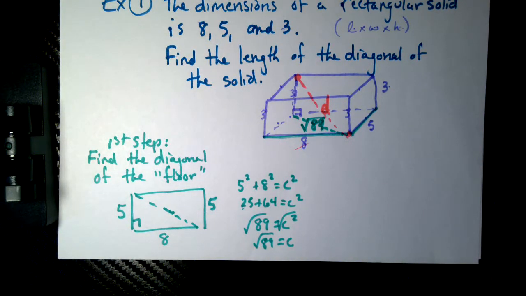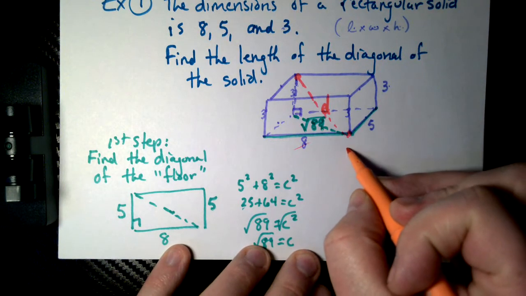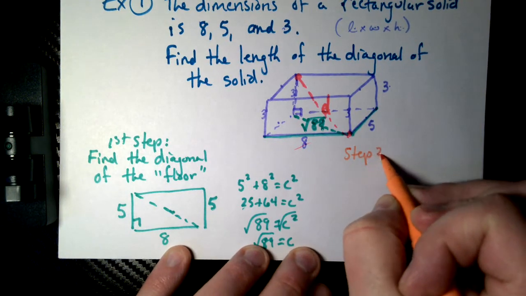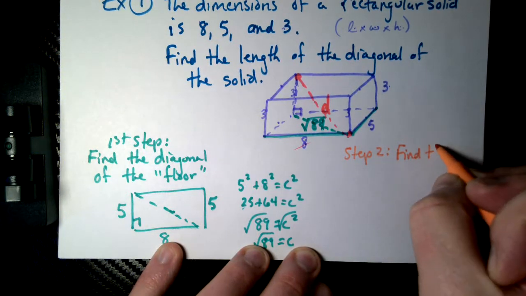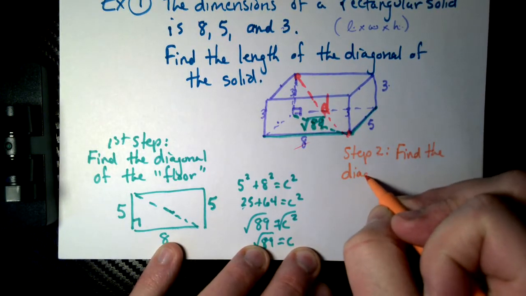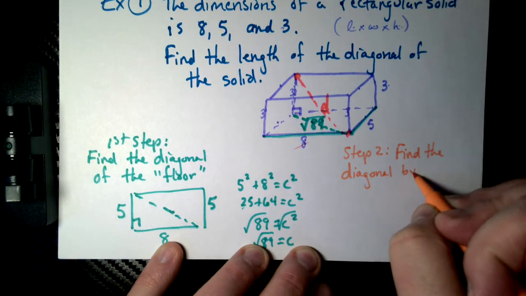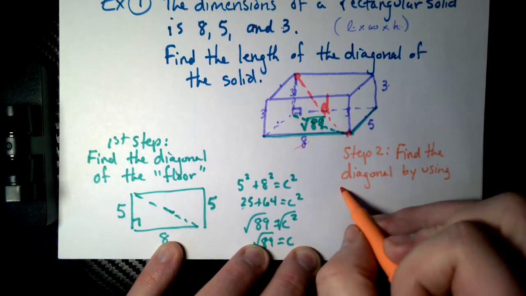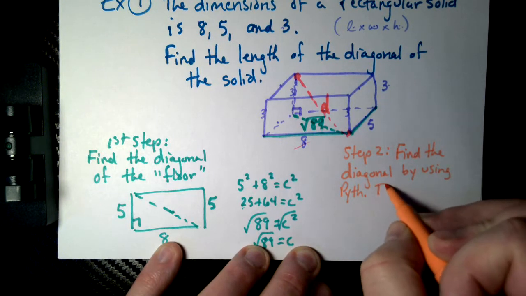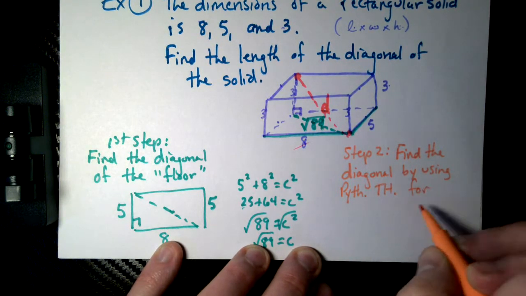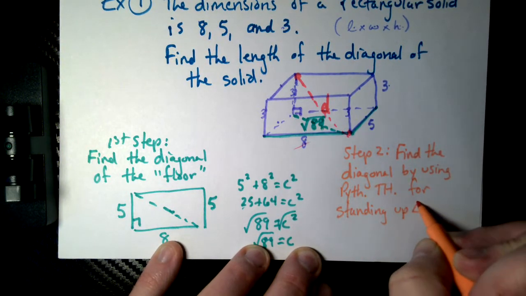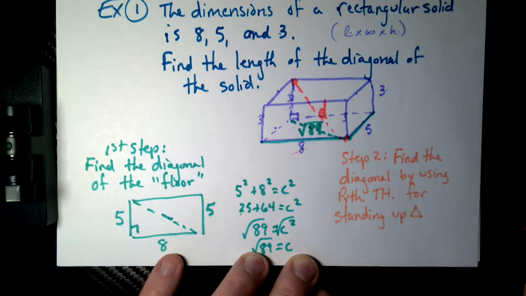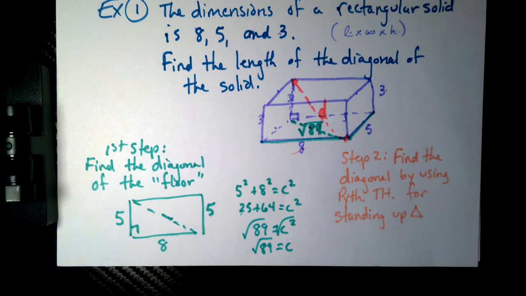All right, now step 2. Step 2 is pretty darn important. Step 2, find the diagonal by using the Pythagorean Theorem for the standing up triangle. You're going to use the Pythagorean theorem for the triangle that's standing up in the middle.